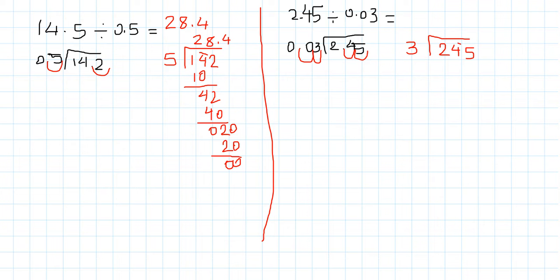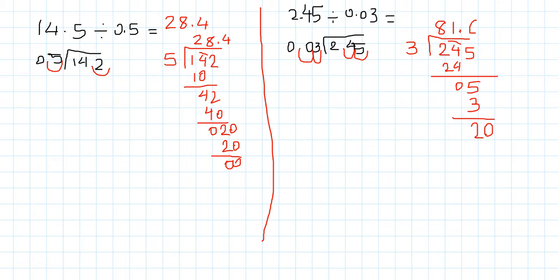Now I separate the number and ask how many 3 are there in 24. I say 8 times 3 is 24, exactly 24. So it is 0. Put down 5. Now ask how many 3 are there in 5. There is only 1 three, so 1 times 3 is 3, and the remainder is 2. Because I want to continue, I put 0 here, and because we put 0 here, I should put a point in the quotient.